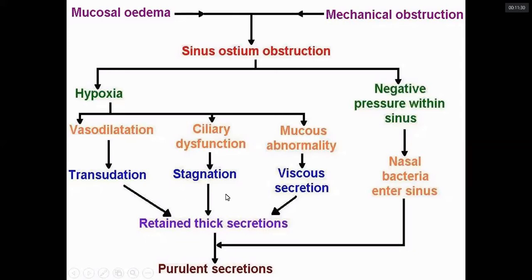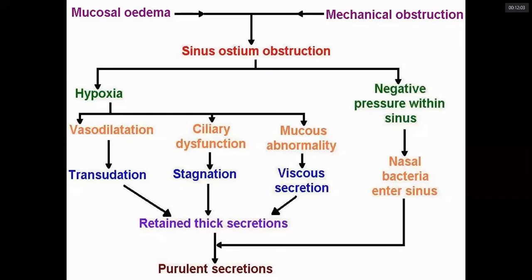Normally cilia beat backwards, so there is natural clearance of the secretion, but when ciliary function is compromised, it won't get cleared. It will just stay there. And similarly, there are some diseases in which there will be mucus abnormality, so the secretion will be more viscous, thicker than what it normally is. Because of all these factors, transudation, stagnation, and viscous secretion, there will be retained thick secretions, and ultimately there will be purulent secretions.